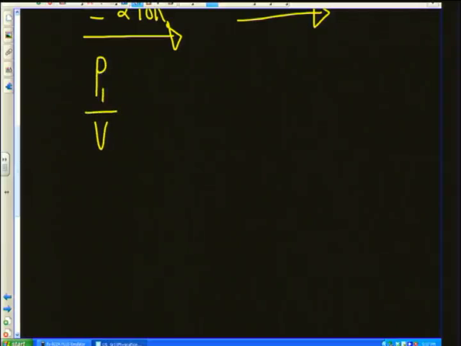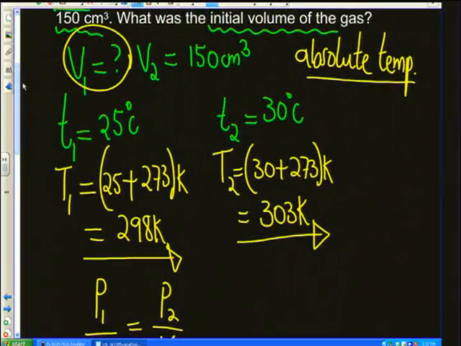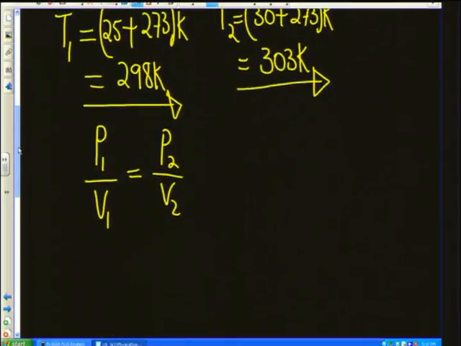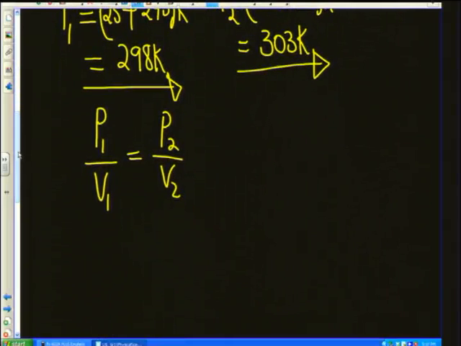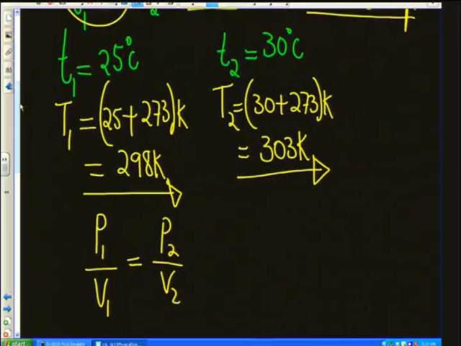So then we will be able to say V1 over T1 will be equal to V2 over T2. What am I asked to find out? I'm asked to find the initial volume, V1. I have V2 and I have T1 and T2. So let's substitute all these values. Sorry about that, I think I messed up here. We're talking Charles' law, so these are your temperature 1 and temperature 2.